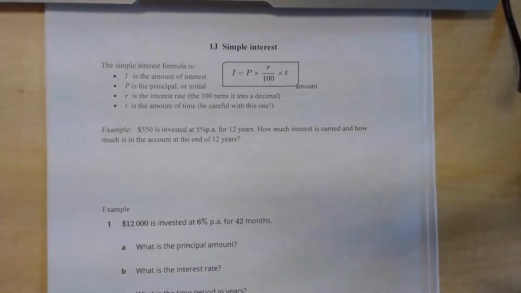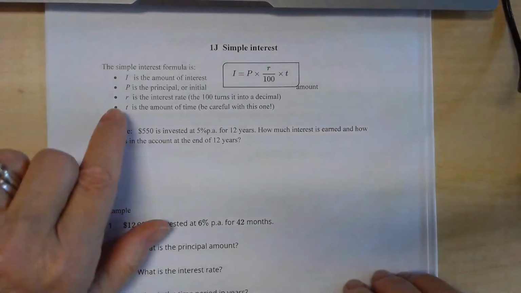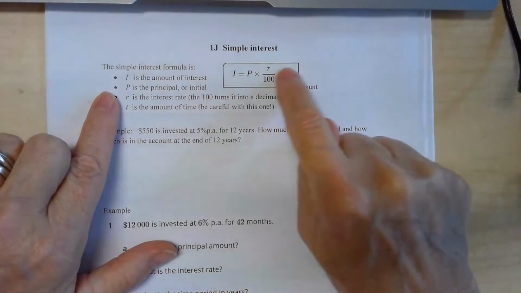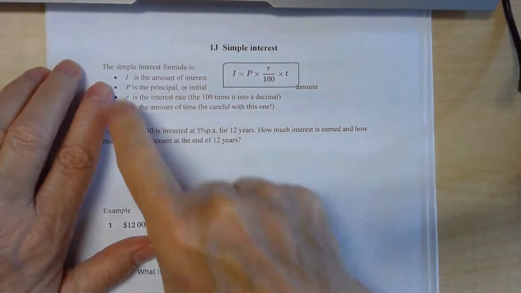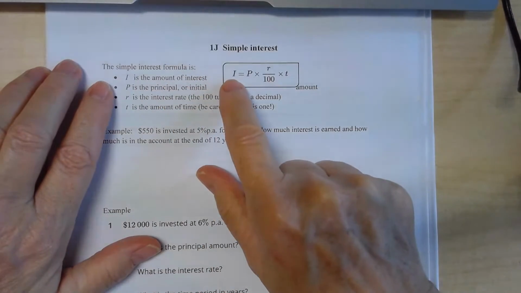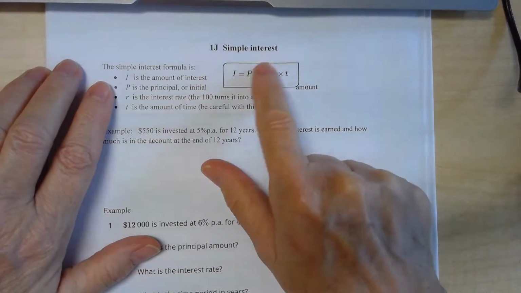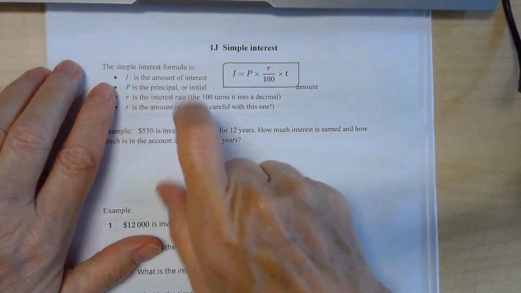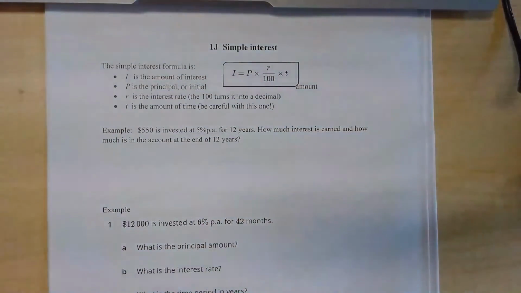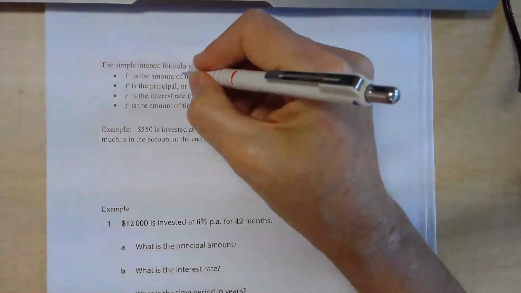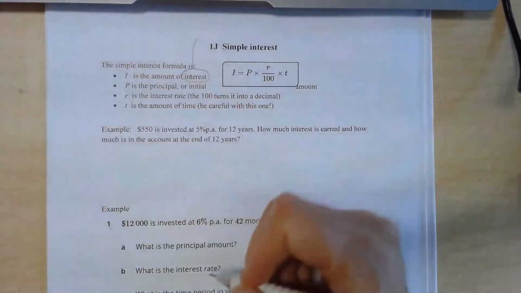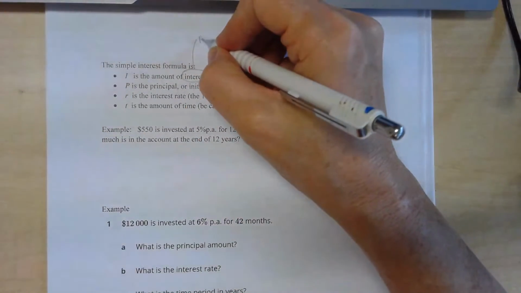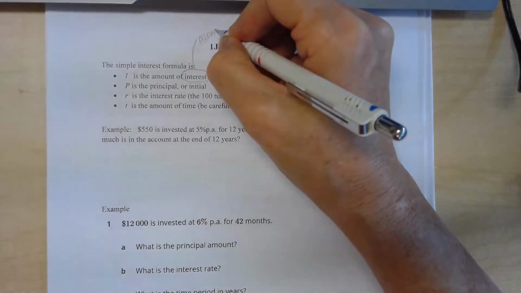First we have to talk about a formula. This is the formula we're going to use, and there are many variables, or letters, that we have to fill in. I is the amount of interest. That's what we'll be getting when we use the formula. Interest is just the amount of money that you get when you deposit money into a bank account. So it's the money earned.